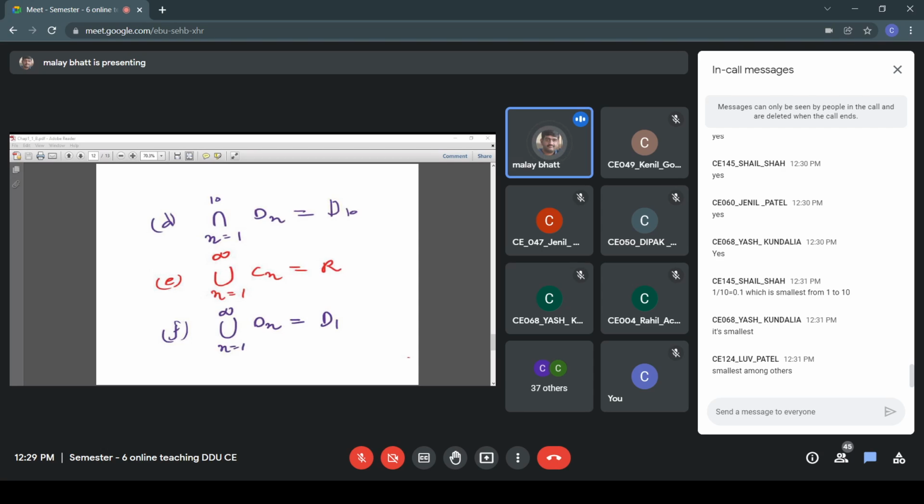Yes, it is the smallest set among the others. D10 is 1 upon 10, so that is 0.1. All the numbers less than 0.1, right? So that is what we have to consider.